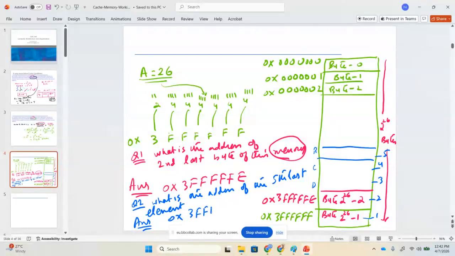3 FFB. B. Got it? So whatever question I'm solving here, I'm not only covering the memory design problem now, but I'm also covering the cache problem. Clear, Kenan?